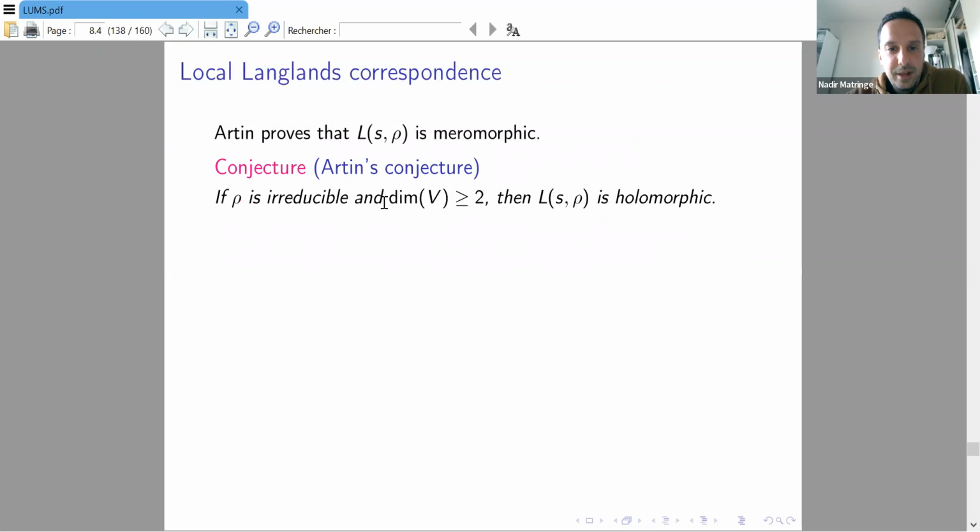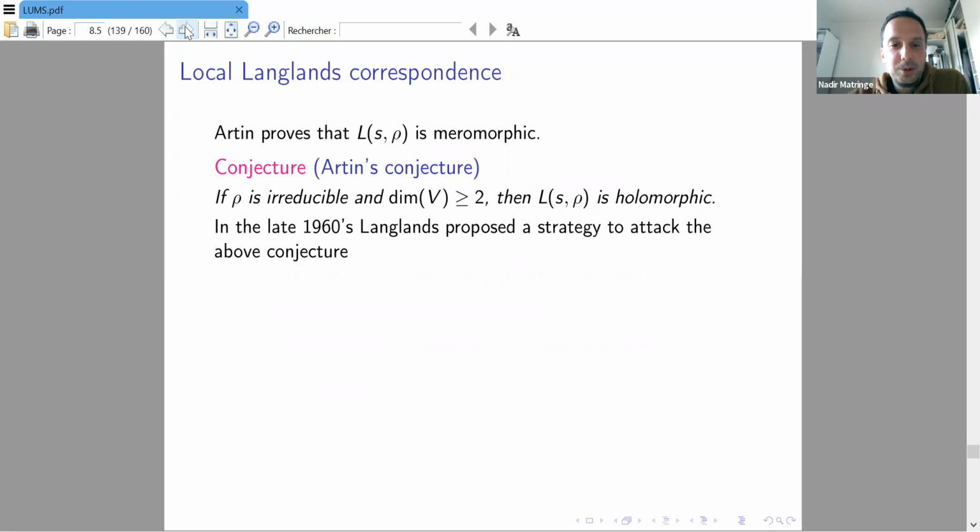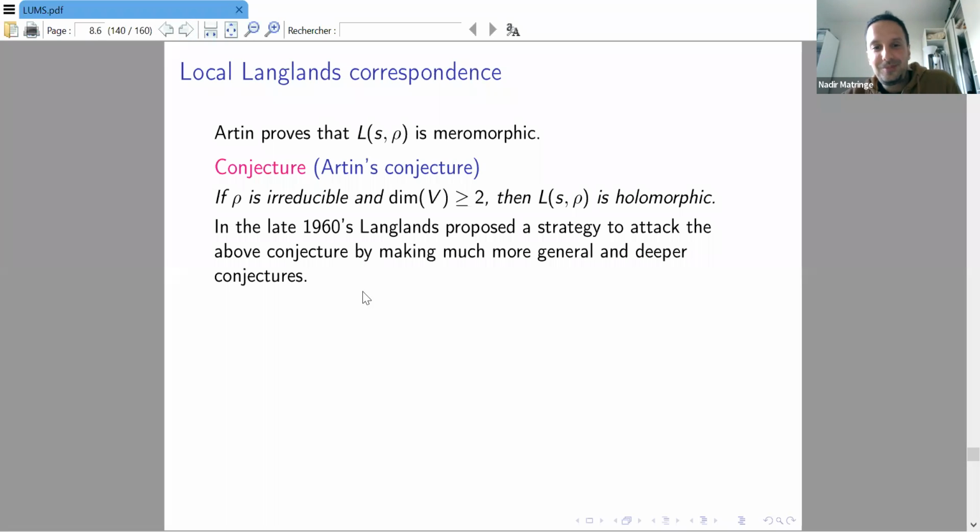So you need this assumption on the dimension of your Galois representation. And so this conjecture motivated somehow the Langlands program. So much later, Langlands proposed a strategy to attack the above conjecture, but basically he made even more difficult conjectures somehow. So I don't know, you could argue, yeah, you want to prove a conjecture, you make more difficult conjectures, but it gives you insight somehow.